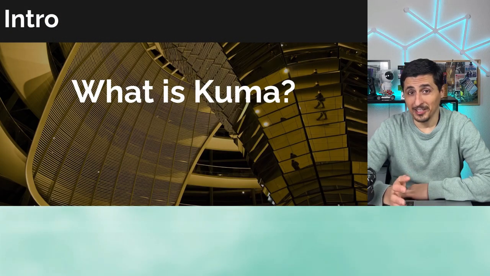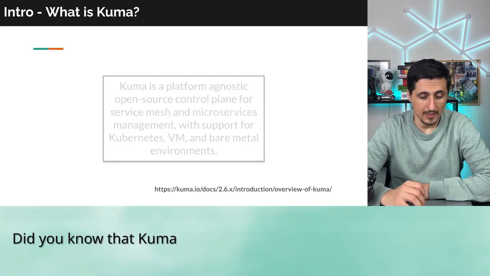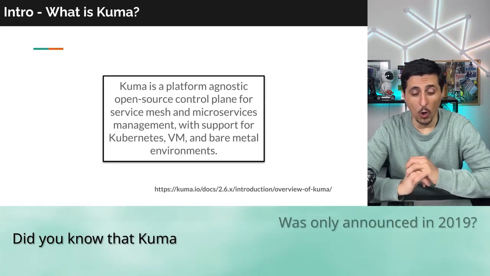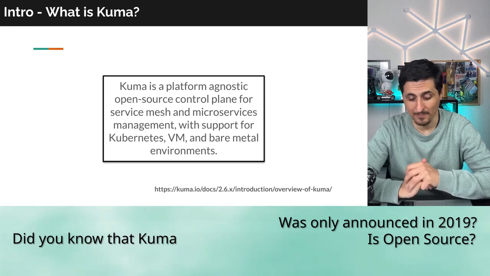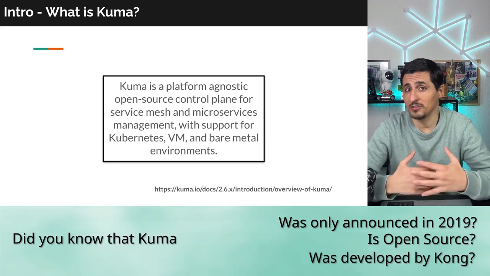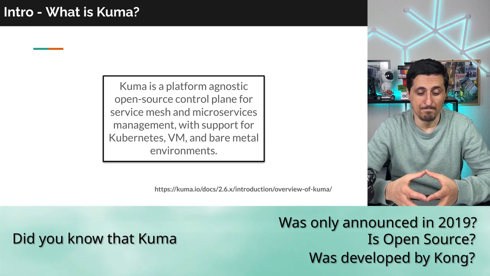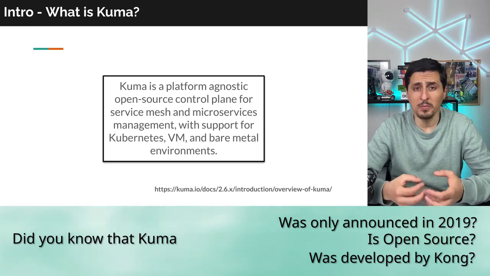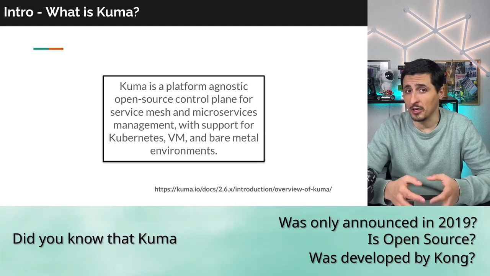And let's get started with our presentation. So what is Kuma? Kuma is a platform agnostic open source control plane for service mesh and microservices management with support for Kubernetes, VM, and bare metal environments. This is in their source documentation. And what in general terms means is that Kuma is a control plane that allows us to control how data flows between our services within our own network.